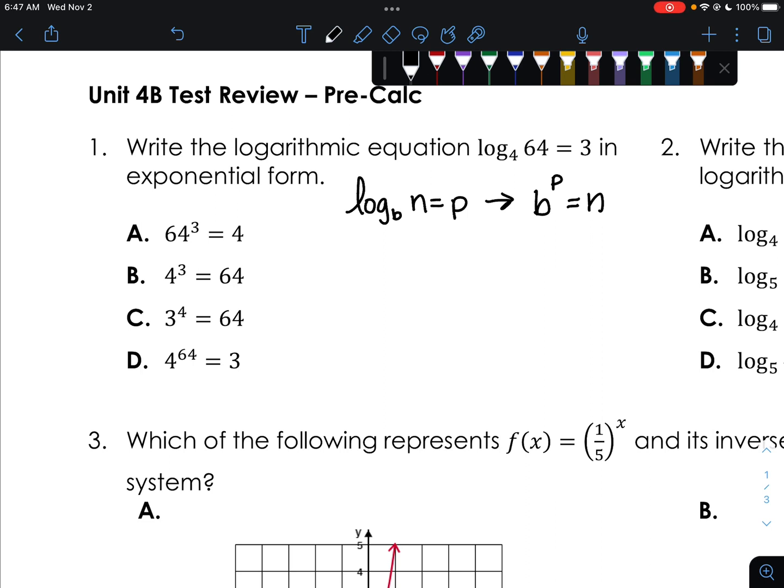Okay, so in this case, my base is 4. The power would be 3. And it would be equal to the number 64. So if we look at our answer choices, it looks like it would be answer choice B.